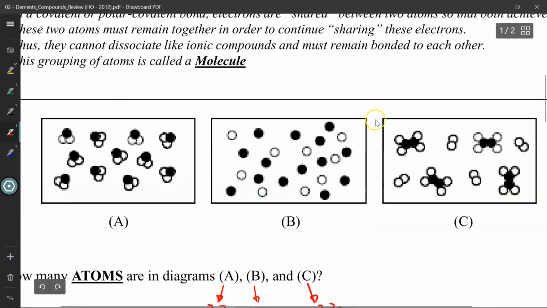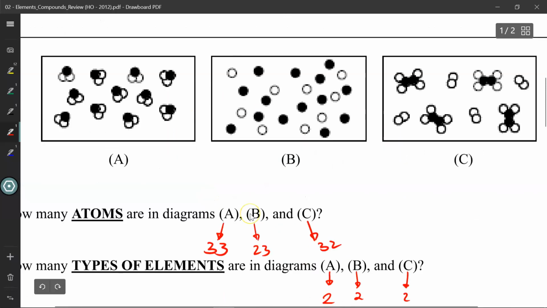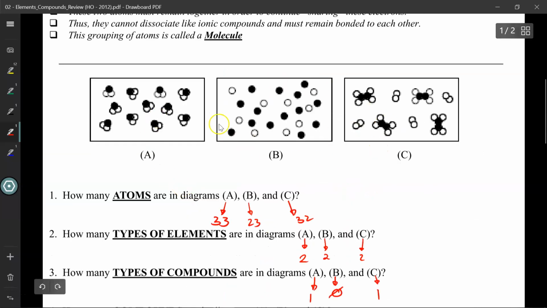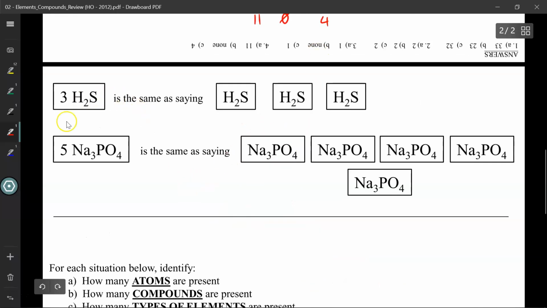Now visualizing it makes it a lot easier to determine these values over here, but there's no way you're going to draw every single atom during your calculations. So instead we must rely on the chemical formula. So when you have a coefficient of a 3 in the front, you're saying that you have 3 of these H2S's. H2S, H2S, H2S, 3 of them. Whereas if I put a 5 as a coefficient, I'm saying that there are 5 of these Na3PO4s.